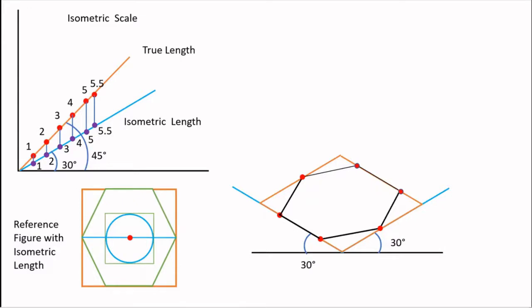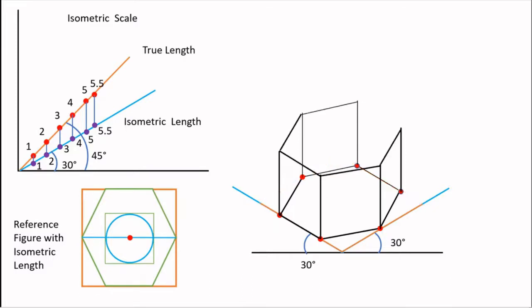Next, through all the corners of the hexagon, I'll be drawing vertical lines with length of isometric 40. So I'll be taking a length of 40 mm along the isometric length line and drawing verticals through all the corners. The endpoints of all the vertical lines I'll be joining, so I'll be getting the top hexagonal face of the hexagonal prism.